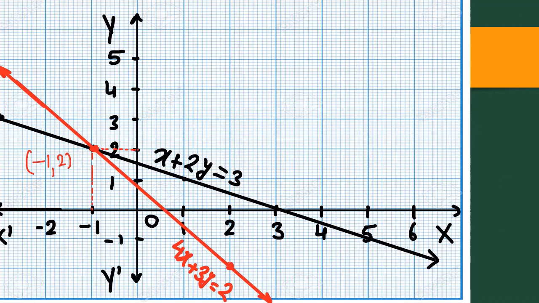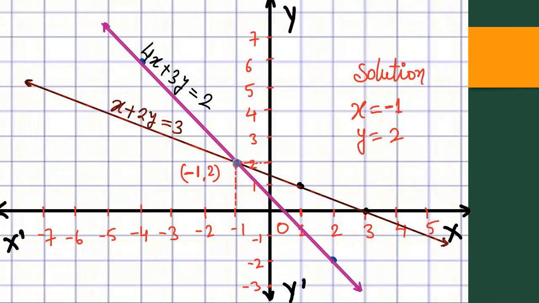And you will find here the solution is already written by me. The solution of the equation is x equals -1 and y equals 2. This is the solution, the point of intersection of these two lines. Here I indicated (-1, 2). I have drawn it once again, 2 times, so that you will know nicely. And I have written the solution x equals -1 and y equals 2.